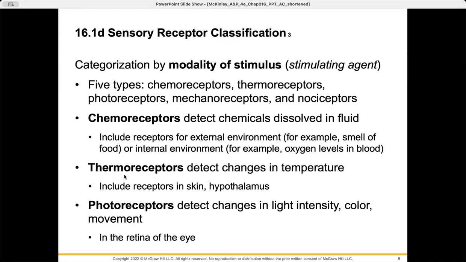Thermoreceptors, you can think of the thermometer, right, as this kind of beginning prefix, thermo. They detect changes in temperature. We have receptors in the skin. We also have receptors in the hypothalamus, which we know is our set point for temperature regulation in the body. Photoreceptors are part of our special sense organs. Photo means light, and photoreceptors detect changes in light, and they're found exclusively in the eye.